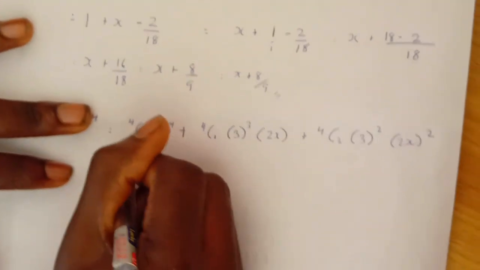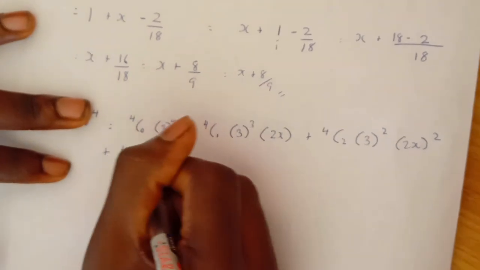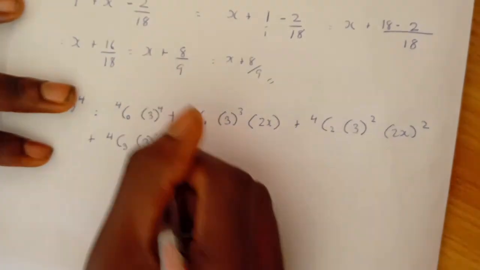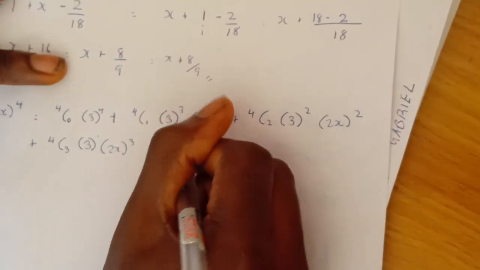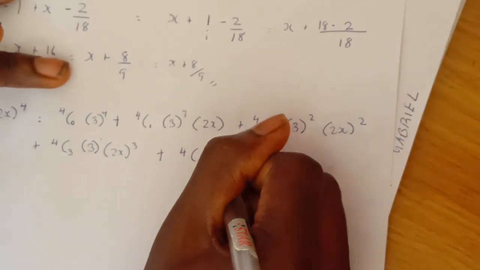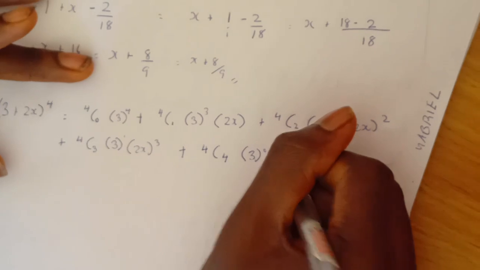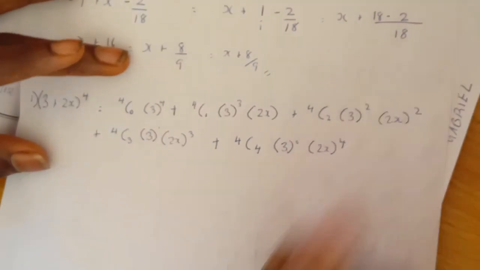Plus 4 combination 3, 3 raised to the power of 1 and 2x cubed, plus 4 combination 4, 3 raised to the power of 0, literally 1, and 2x raised to the power of 4.